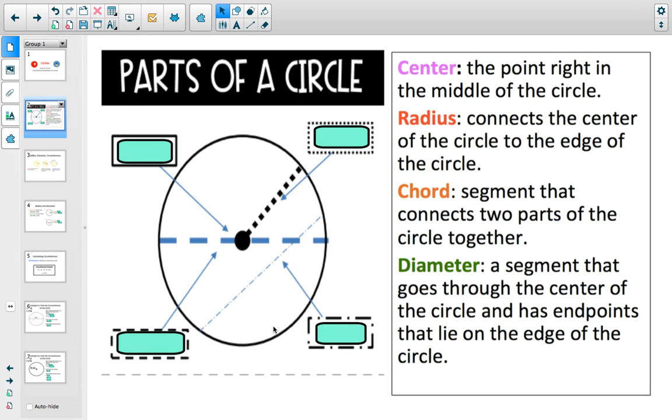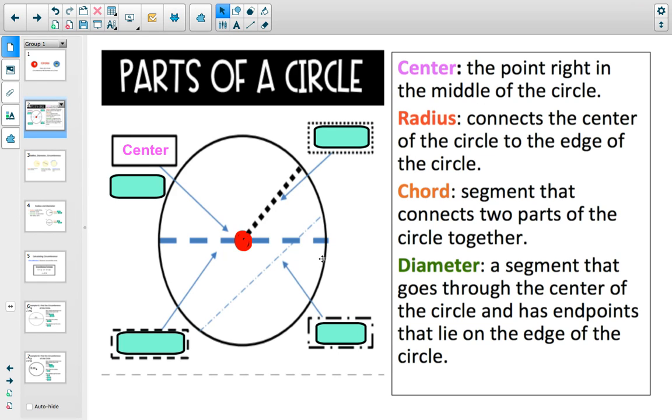So I'm sure you've seen the shape of a circle in your everyday life. Maybe when you're eating an Oreo cookie, that's the shape of a circle. So let's talk about the center point first. The center is right in the middle of the circle. I'm highlighting it here in red. This is the center of the circle. The center is the point right in the middle of the circle. So that red point is called the center.